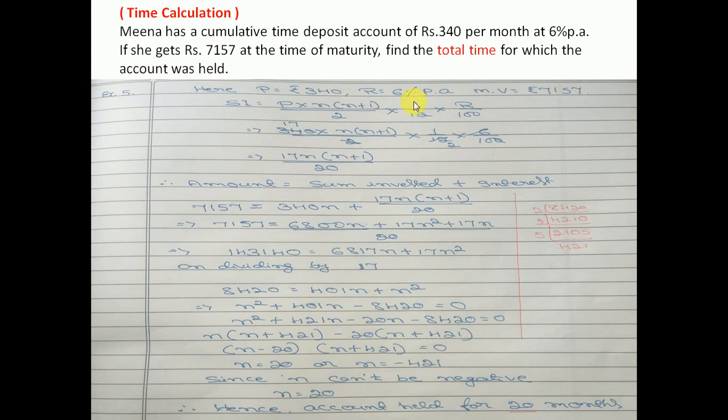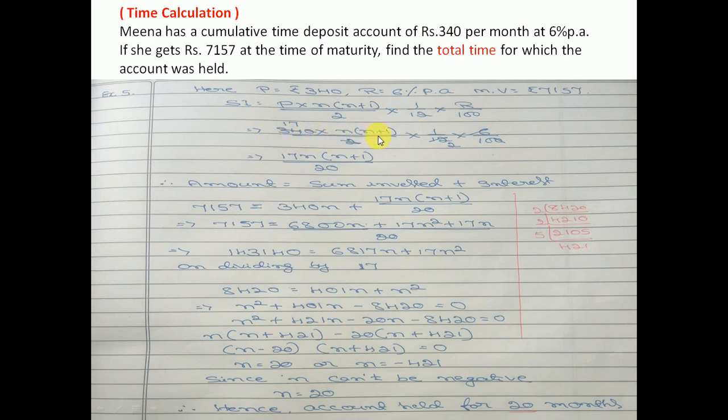Then 1 by 12, because per annum is a rate, but we are taking it for 1 month. In 1 year we have 12 months, so it is 1 by 12. Then R by 100. That's the formula for simple interest, PRT by 100. For 1 month the principal is taken as this much, the rate is whatever is given, by 100. Time is not the whole 1 year, it is 1 by 12 because there are 12 months. This is a simple interest.